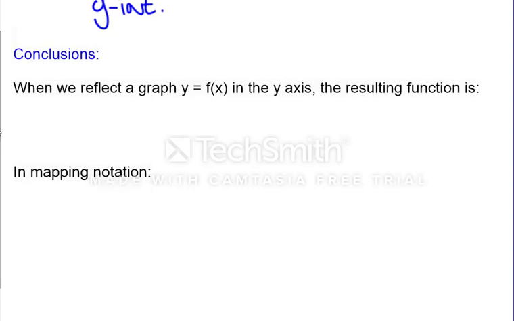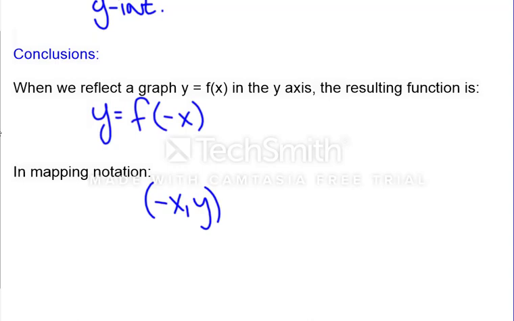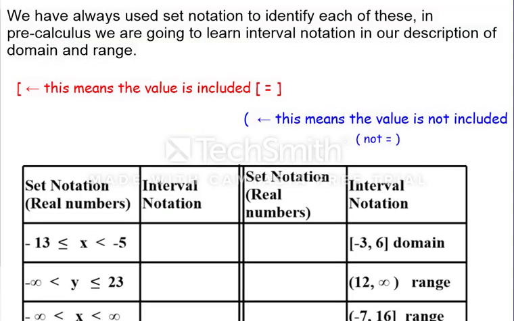Conclusions. When we reflect a graph y is equal to f of x in the y-axis, the resulting function is y is equal to f of negative x. In our mapping notation, that looks like negative x, y. All right, moving on. We've always used set notation to identify each of these.